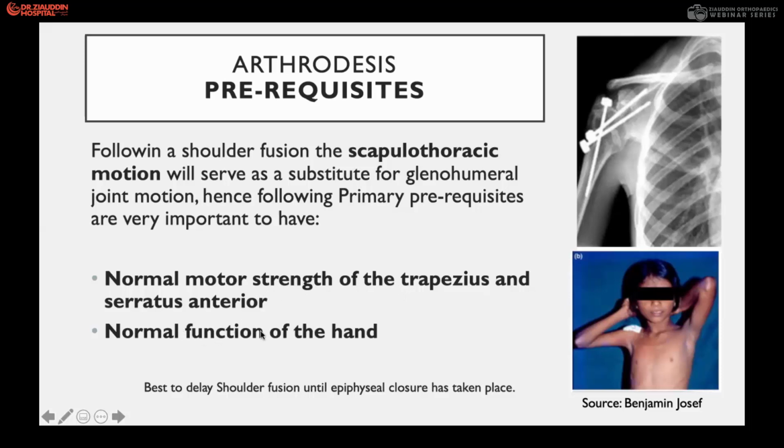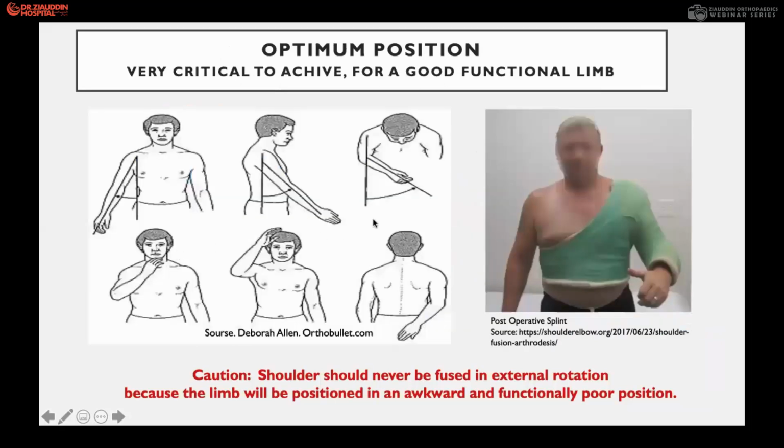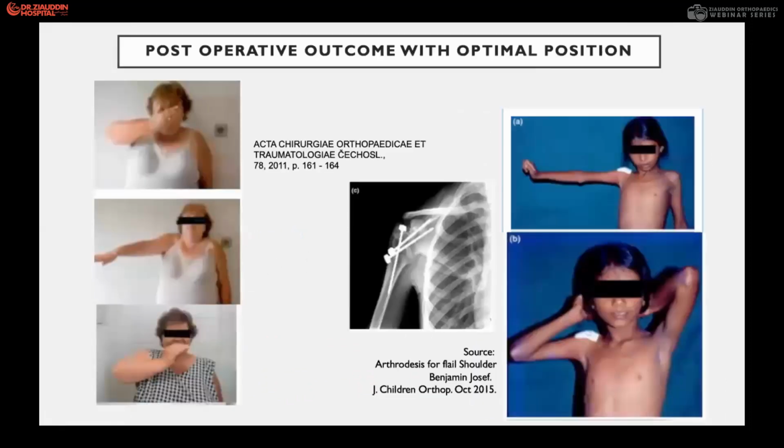If the functioning hand is not a normal functioning hand, there is no need to transfer. Then the optimum position of the shoulder arthrodesis is commonly 50-degree abduction, 20-degree flexion, and 25-degree internal rotation, and these are the positions and the actions after the shoulder arthrodesis. The common procedure is the combination of the two, intra- and extra-articular arthrodesis.